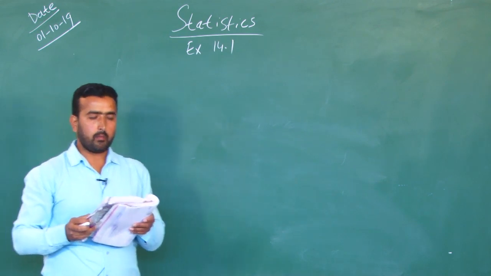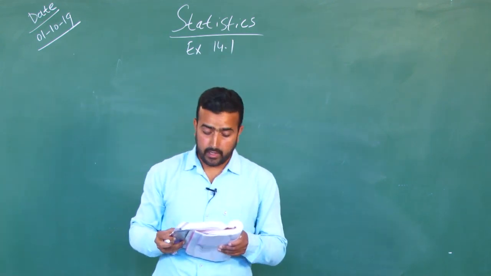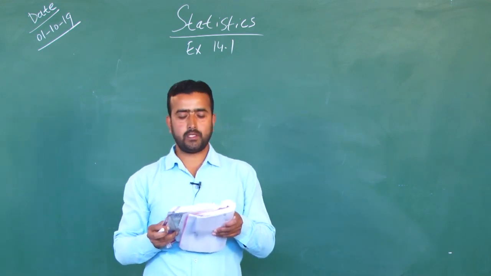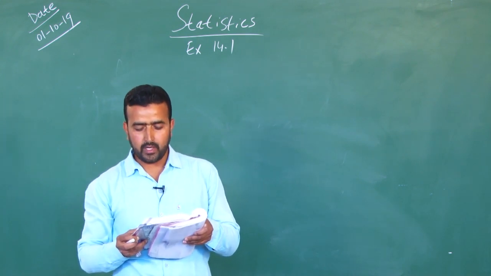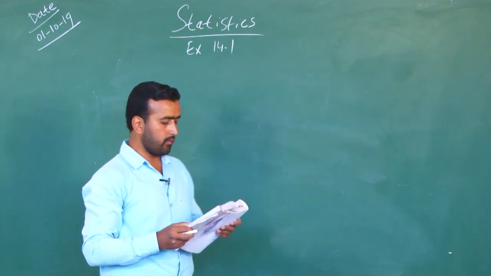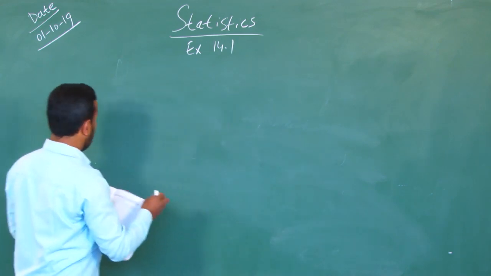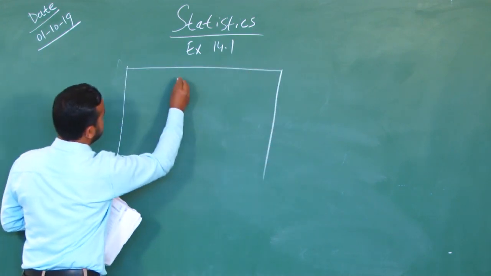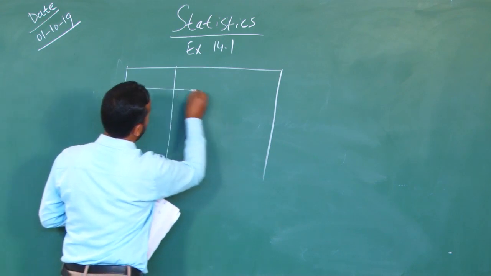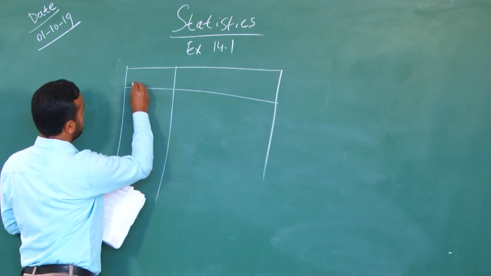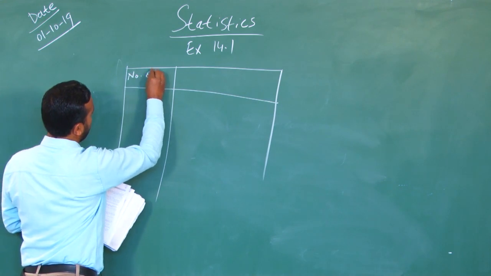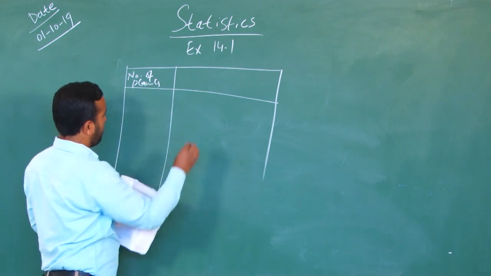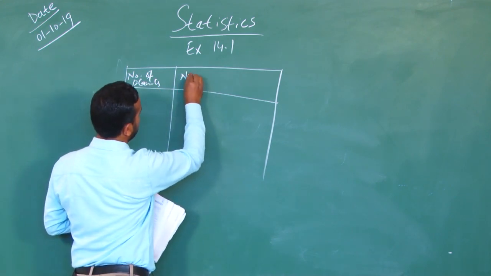A survey was conducted by a group of students as a part of their environment awareness program, in which they collected the following data regarding the number of plants in 20 houses in a locality. Find the mean number of plants per house. Let us first write the variable under study, that is the number of plants here. Then in the second column we have the frequency, that is the number of houses.